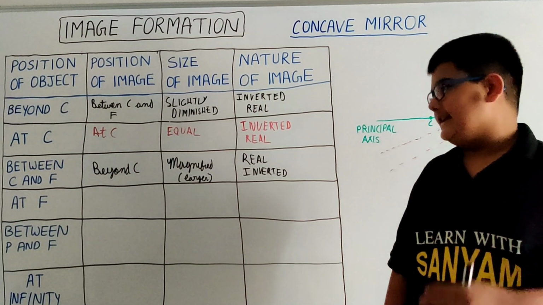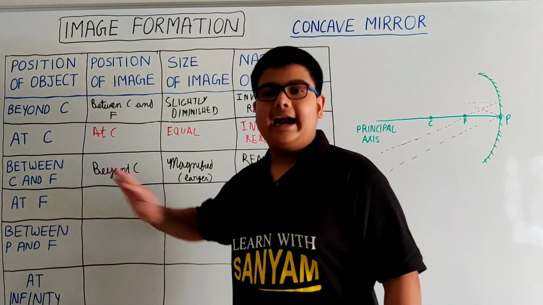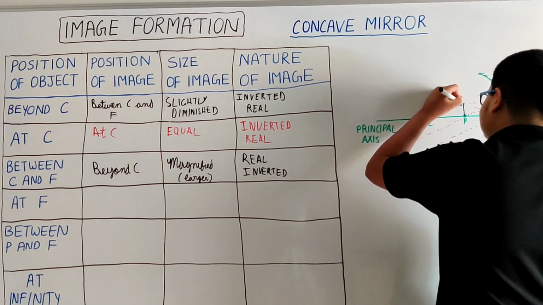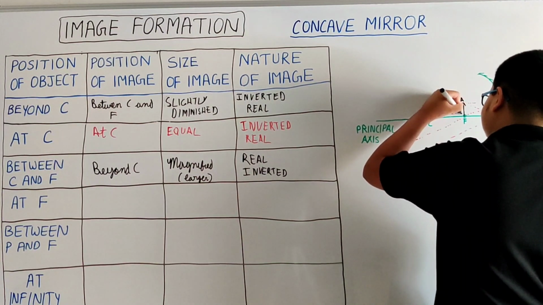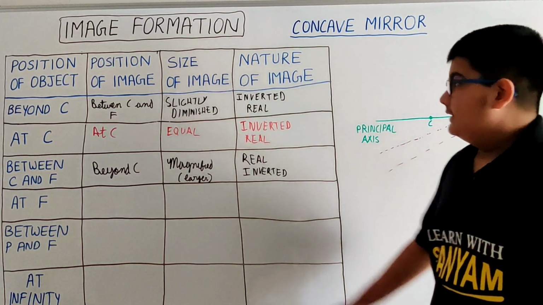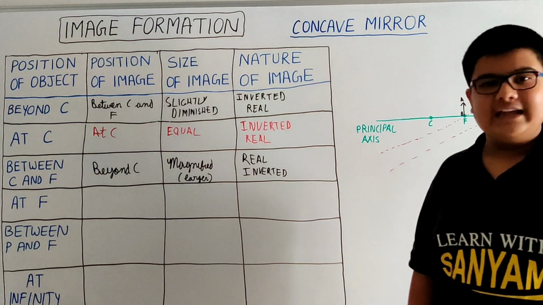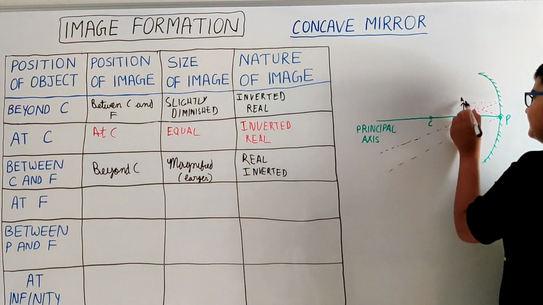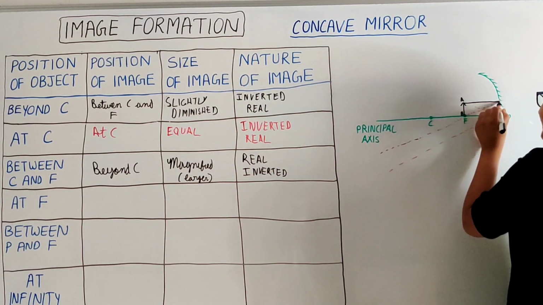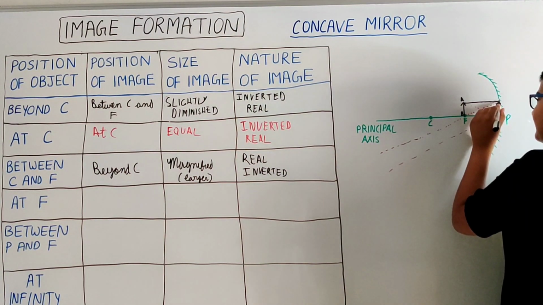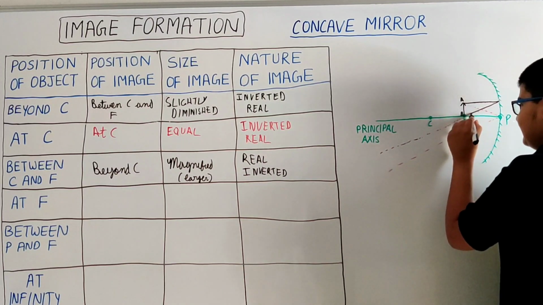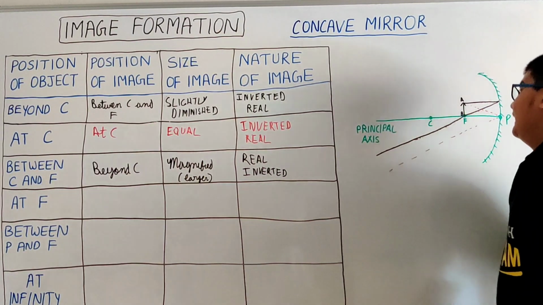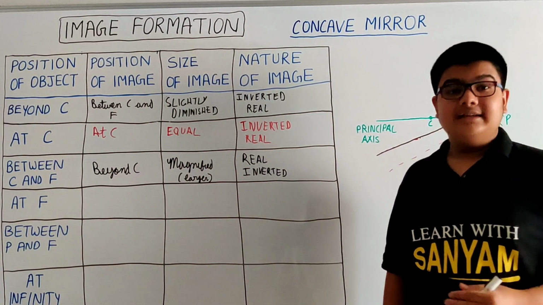Now in the next case, the object is placed at the focus. So at the focus point, we are placing the object. Now position of image. So again we will use the two rules. Applying the first rule, incident ray is parallel to the principal axis, reflected ray will pass through the focus. And now let's apply the second rule.